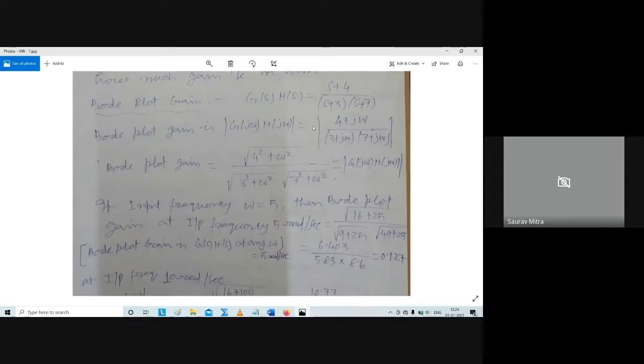So this is mod of, instead of s you are substituting j omega, so numerator becomes 4 plus j omega, denominator becomes (3 plus j omega)(7 plus j omega). Now you find out what is its amplitude. So a plus j omega, what is amplitude of that? It is having two parts. One is amplitude, another is phase. So amplitude with respect to omega from 0 to infinity, phase with respect to omega from 0 to infinity.